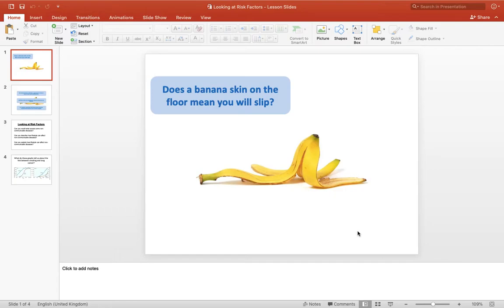And I want to start today's lesson, the start of a new topic, the start of B7, I think it is. I want to start this topic with a question. Does a banana skin on the floor mean you will slip? I want you to pause the video at the moment and have a really good think about that question. Does a banana skin on the floor mean you will slip?